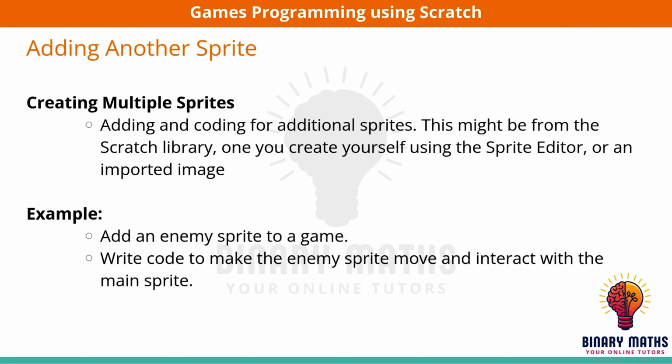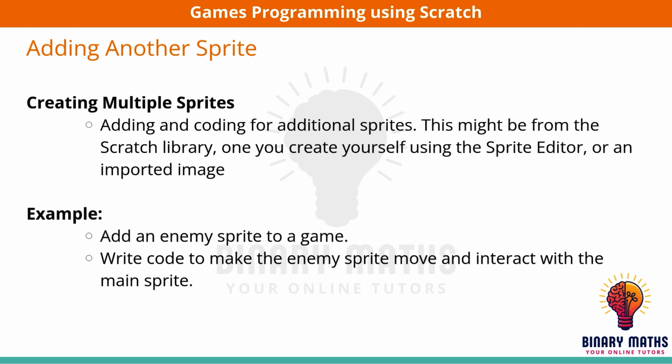To make our projects more interesting, we can add multiple sprites. You can add an enemy sprite to a game and write code to make it move and interact with the main sprite. This adds complexity and excitement to your projects. You can use sprites from the sprite library, create your own, or import images. For example, you can add a bat sprite that flies around the screen and chases the main sprite.